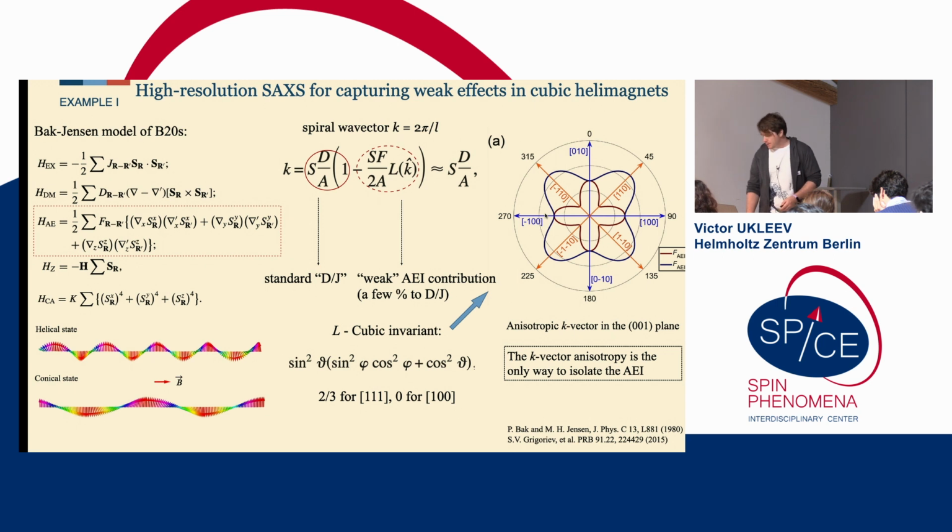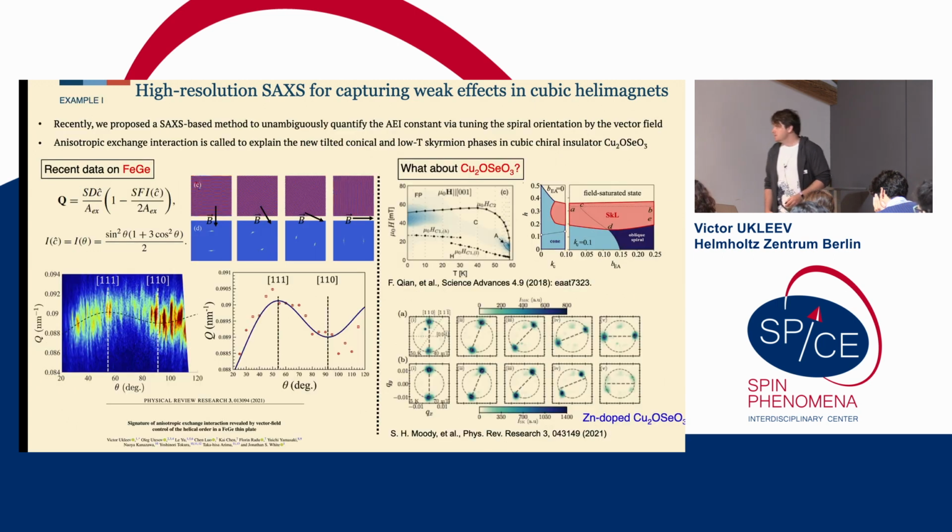This has been neglected for years until recently, because we were able to quantify this anisotropic exchange. With high-resolution X-ray scattering, we could measure these weak corrections to the spiral propagation vector by applying X-ray scattering in a vector magnetic field. We did it first for iron germanium. We found just a few percent correction, so it's a really weak interaction.